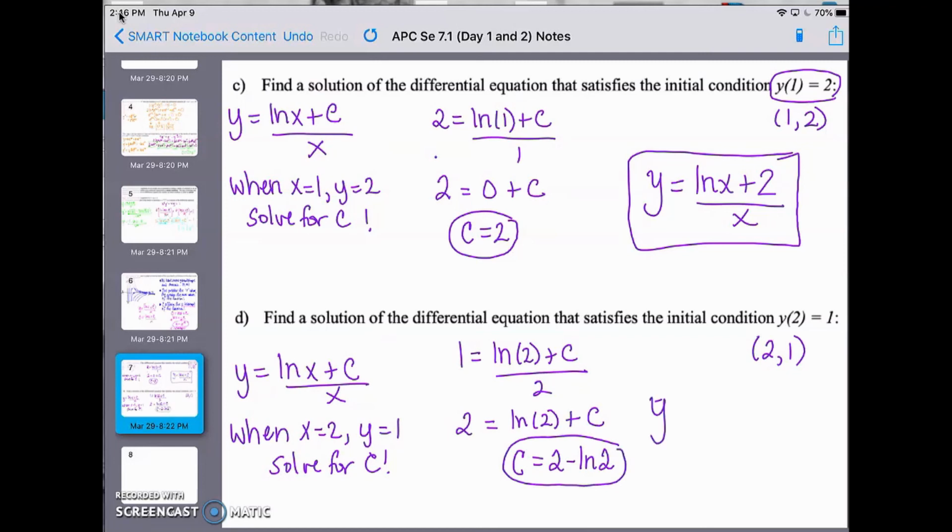And then we're going to plug that into our function, which is y equals natural log of x plus c, so plus 2 minus ln 2, divided by x. And that is our answer to this problem.